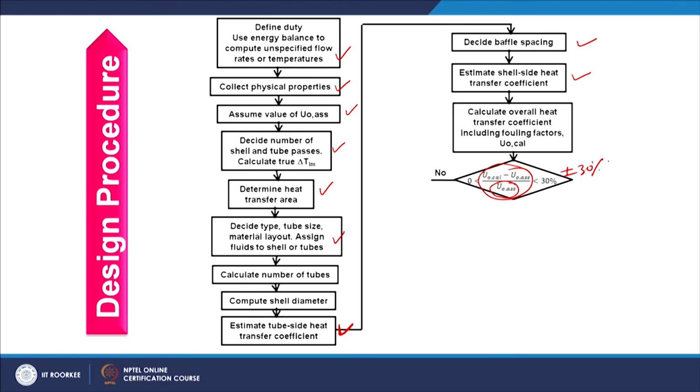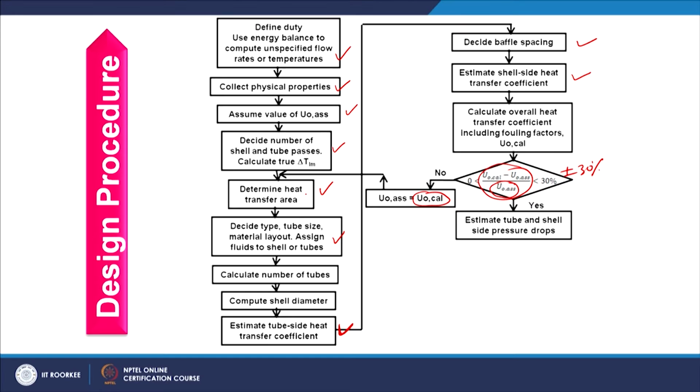If it is not, then you have to consider the calculated overall heat transfer coefficient as the assumed value, and then restart from the heat transfer area calculation. All the steps you have calculated from heat transfer area, you have to repeat with the calculated value of the overall heat transfer coefficient. And if this difference lies within plus minus 30%, you should proceed further and calculate tube side and shell side pressure drops.